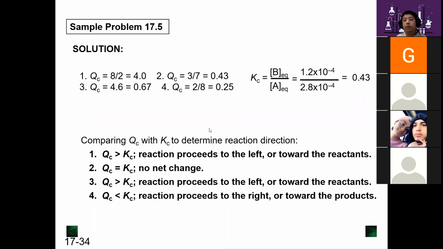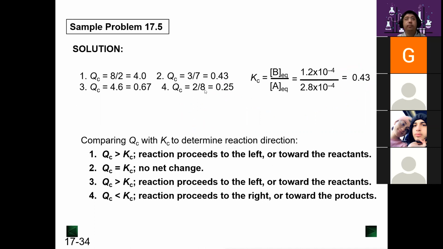So with that said, we're going to move on to the next part of our class, which is going to be talking about ice tables. Why is 4 shifting to the right? 0.25 is less than 0.43. So we are shifting to the right to reach 0.43. Remember, this is product over reactants. So I want this number to go up and I want this to go down so that this becomes a number close to that.